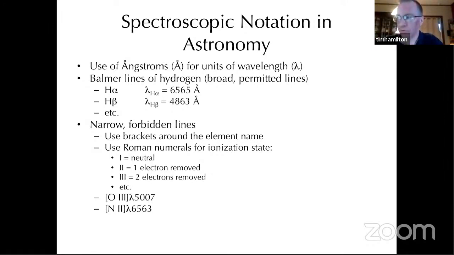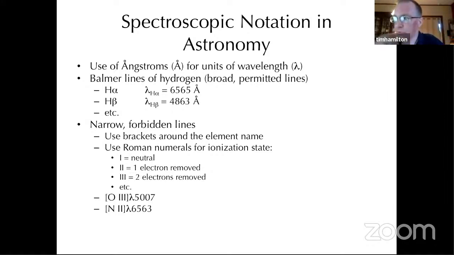We will write them with square brackets around the element name, and then we're going to put a Roman numeral to tell us how ionized the element is. For example, O3 that I put down there, Roman numeral 3, that means that there are 2 electrons removed, doubly ionized. Roman numeral 1 means neutral. Okay, so you'll see H1 is neutral hydrogen, and you'll see those permitted lines like the Balmer series are H1 lines. Ionized hydrogen would be H2 because it only has one electron.